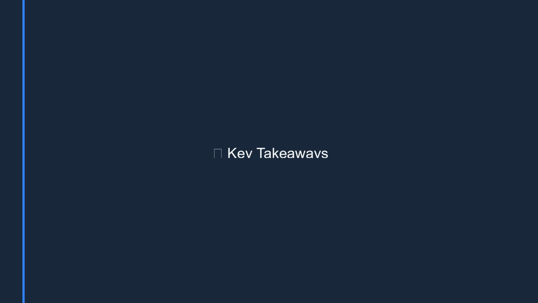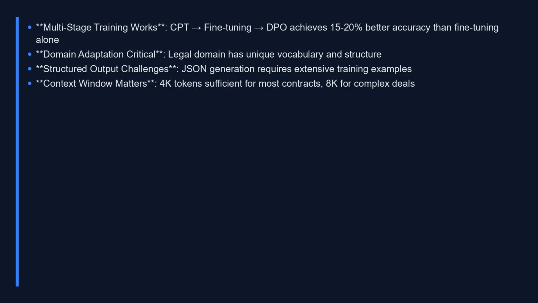Key takeaways: 4 technical lessons from this project. Multi-stage training, continued pre-training, then fine-tuning, then DPO delivers 15 to 20% better accuracy than jumping straight to fine-tuning. That gap is large enough to matter in production.